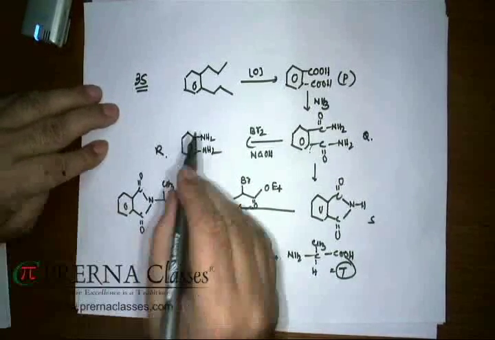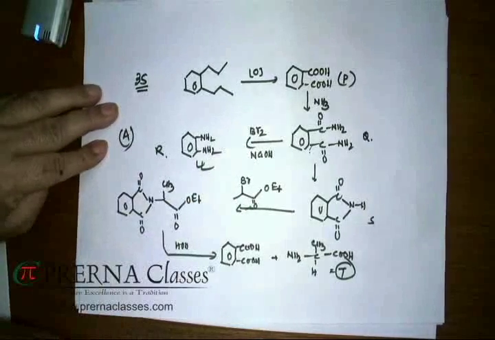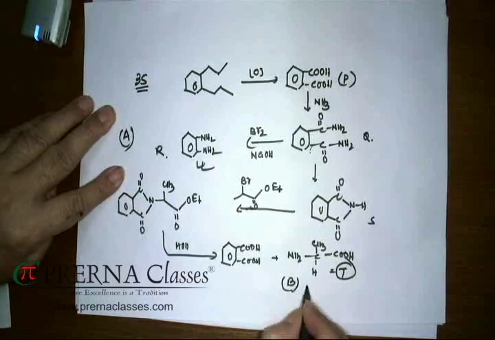Now his first question is the compound R is, so 35 answer is A. Now the second question, compound T is, so compound T is your alanine, that is B.